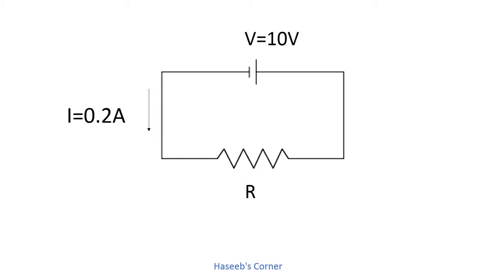This can be further explained by a simple circuit consisting of a voltage source and a resistor. The voltage source supplies the current, which is limited by the resistor. Suppose the voltage is 10 volts and the current is 0.2 amperes, then what would be the resistance in this case? We know resistance can be found by voltage divided by current, which gives a resistance of 50 ohms.